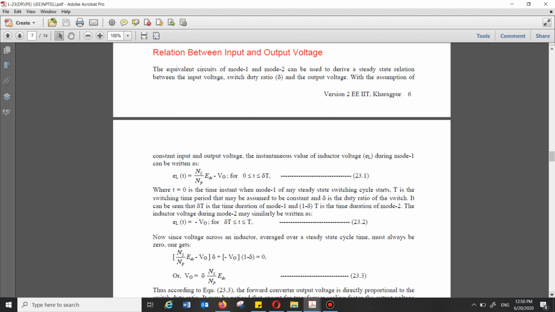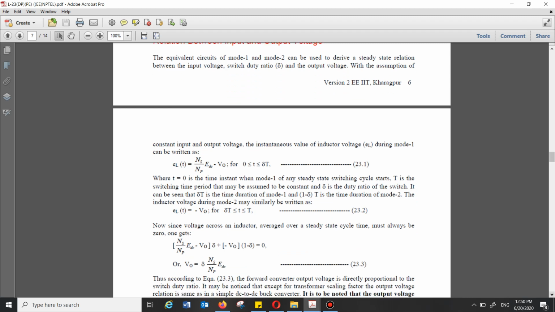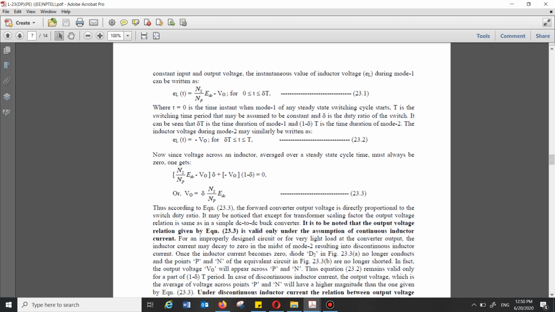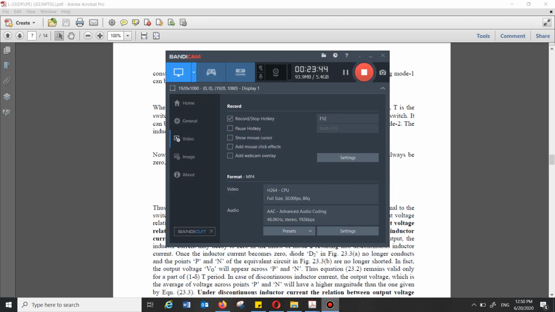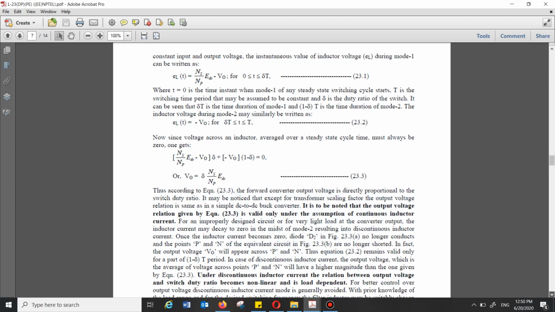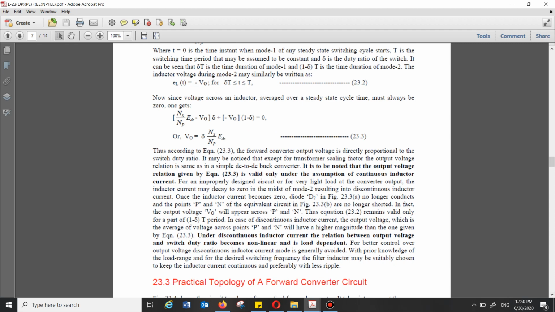Since the voltage across an inductor averaged over a steady state cycle must always be zero, this sum should be zero. After simplifying this, we have this ratio: output is duty cycle times the transformer ratio. The most important thing is that this output voltage expression is only valid under the assumption of continuous inductor current. Okay, this is pretty simple. Under discontinuous inductor current, the relationship of the output voltage becomes non-linear and load dependent. Yes, you need to be careful about this calculation.